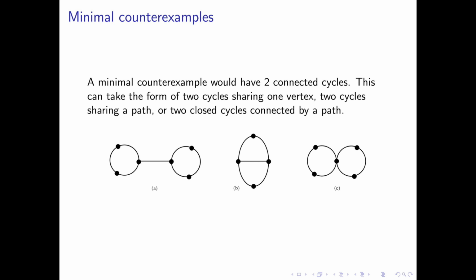Graph B, the theta, demonstrates the prior, and graphs A and C, the dumbbell and the figure 8 respectively, demonstrate the latter. Note that these images describe the shape of the graphs, but there can be an arbitrary number of vertices between the ones drawn, for example, a length 3 path between the cycles in A. So if there's a counterexample of any of these types, then there will be a counterexample of all of these types.